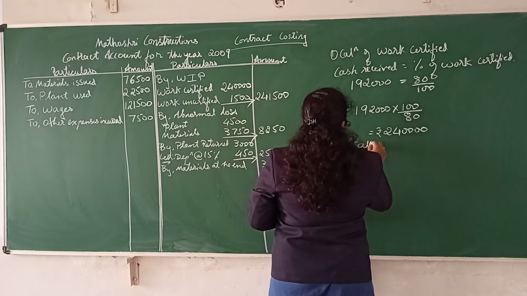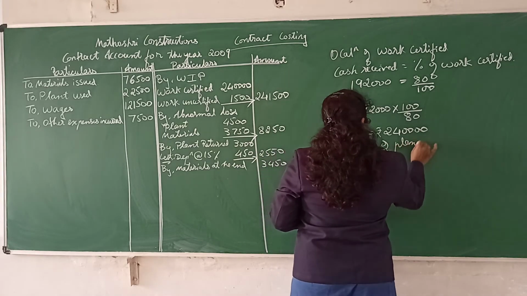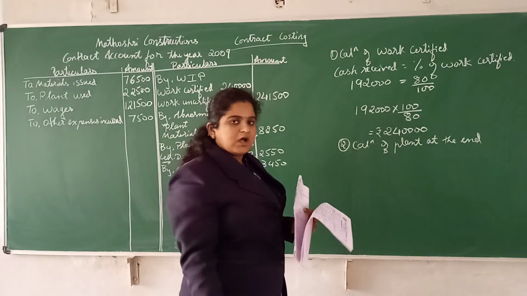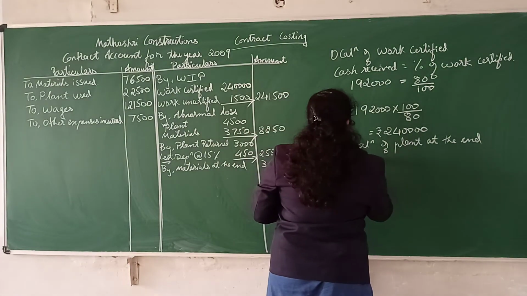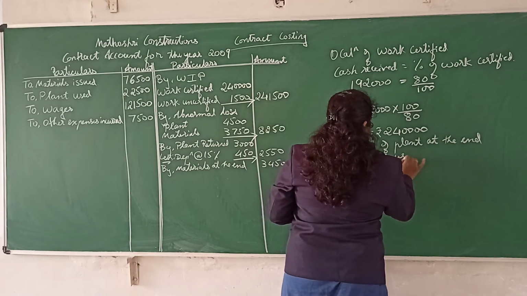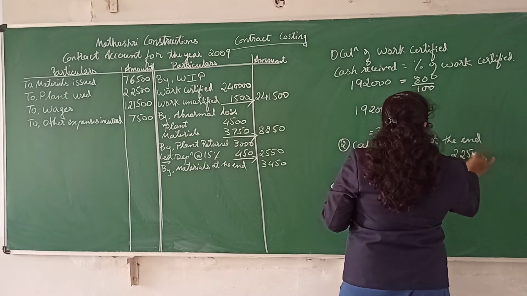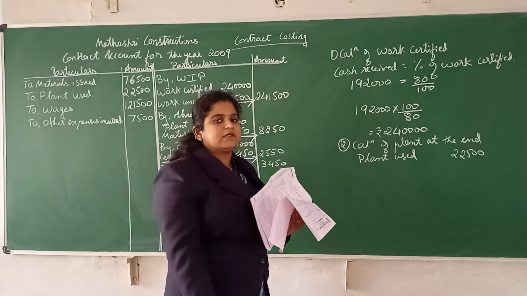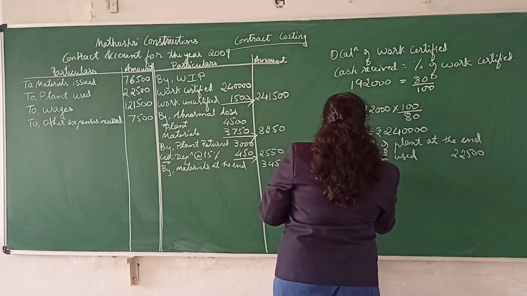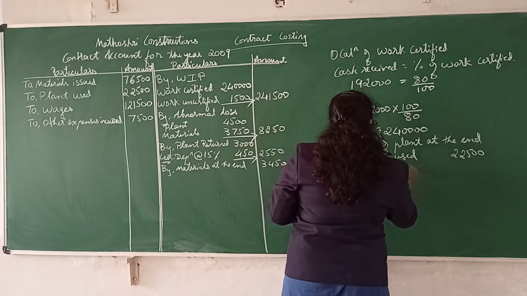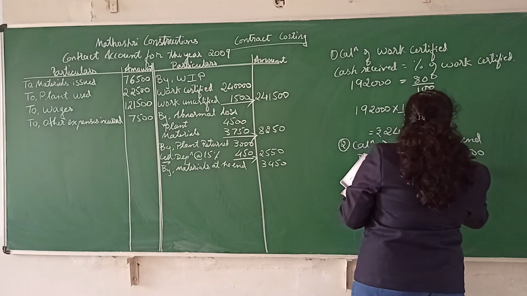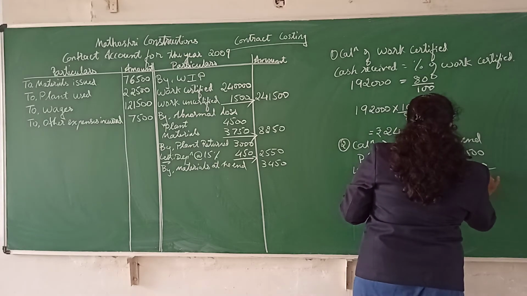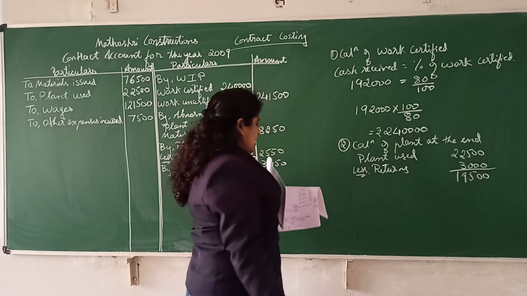Second working note, calculation of plant at the end. Okay. Now plant used for this contract is 22,500. Out of that 3,000 worth of plant is returned back. So less returns. Returns is 3,000. Deduct this, we will get 19,500.